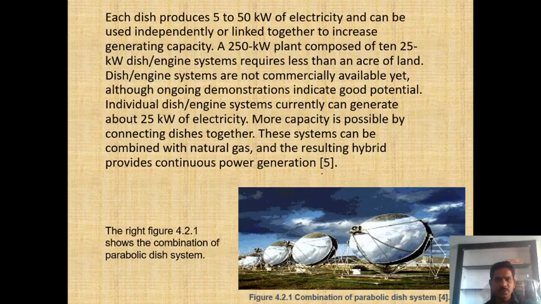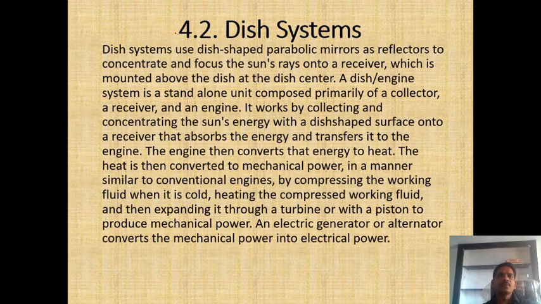This is also, if you observe here, the more detailed diagram explanation. A parabolic dish system uses a dish-shaped parabolic mirror as a reflector to concentrate and focus the sun rays onto a receiver, which is mounted above the dish at the dish center. A dish engine system is a stand-alone unit composed primarily of a collector, receiver and engine. It works by collecting and concentrating the solar energy with a dish-shaped surface onto the receiver, which absorbs the energy and transfers it to the engine.